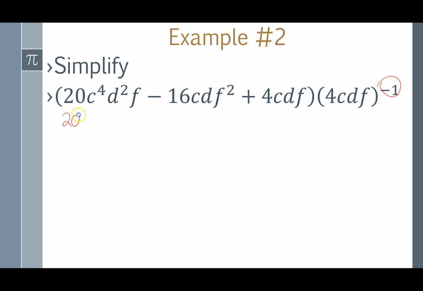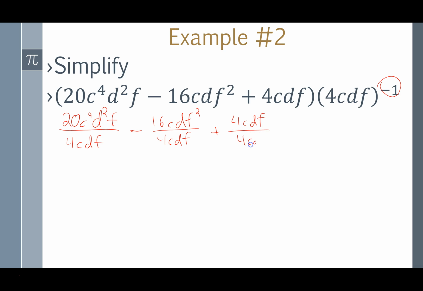So we'll separate out again 20c to the 4th d squared f over 4c df, minus 16c df squared over 4c df, and plus 4c df divided by 4c df. As we go through, 20 divided by 4 is 5. C to the 4th over c is c cubed. D squared over d is d. And the f's cancel. Minus 16 over 4 is 4. C's cancel, d's cancel. F squared over f is just simply f.